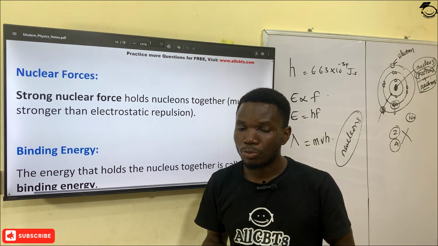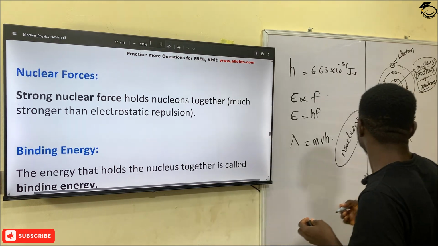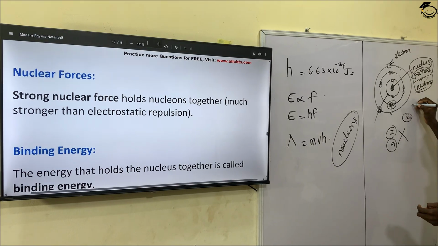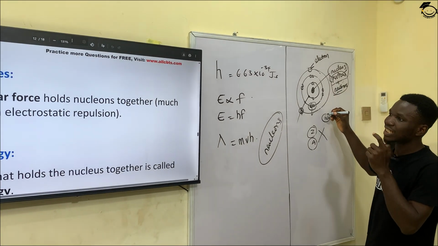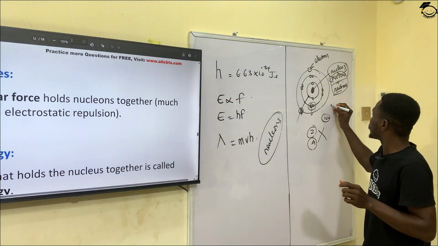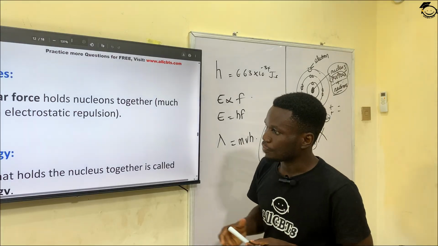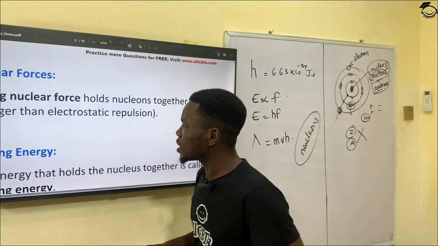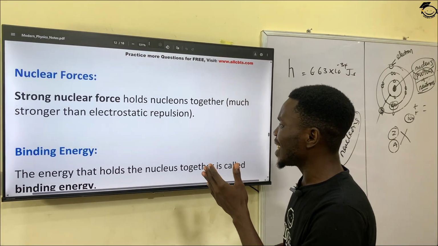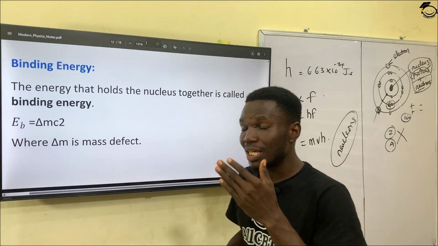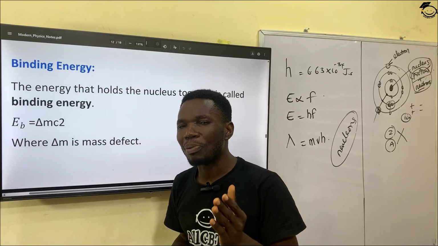What is electrostatic repulsion? It is the force of repulsion that exists between particles of like charges, either the positive and the positive or the negative and the negative. So that takes us to what we call the binding energy. The energy that holds the nucleus together is called the binding energy.